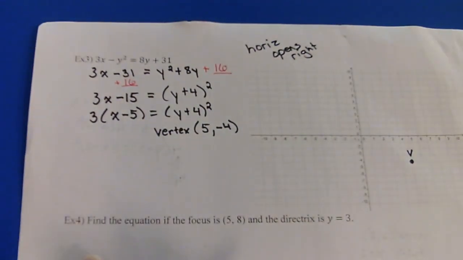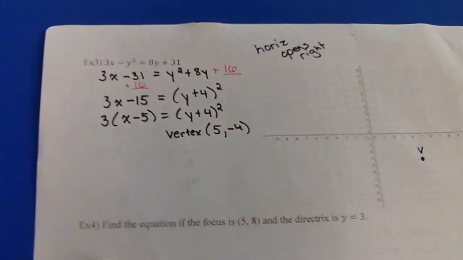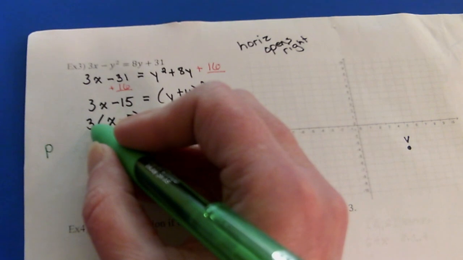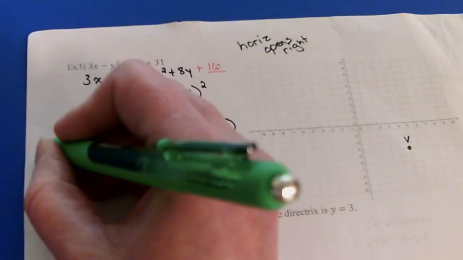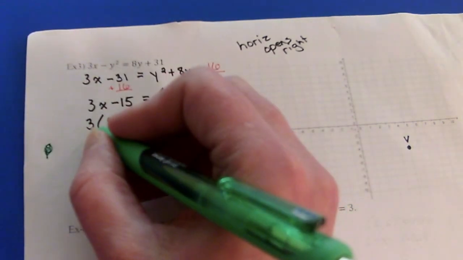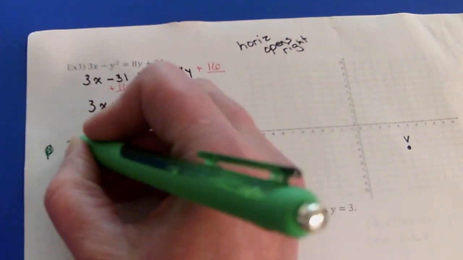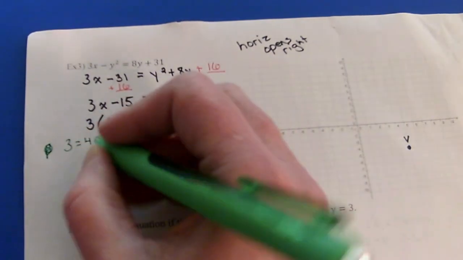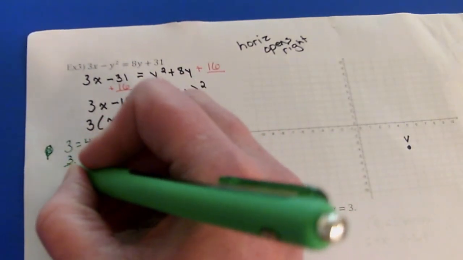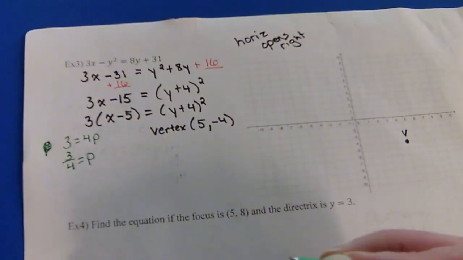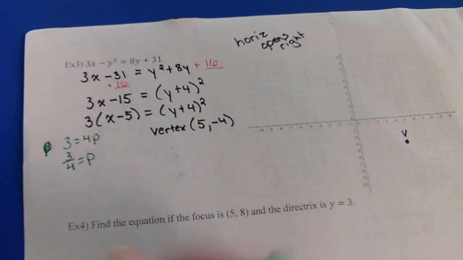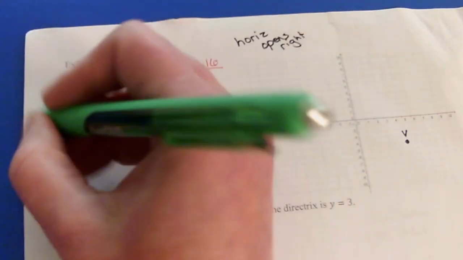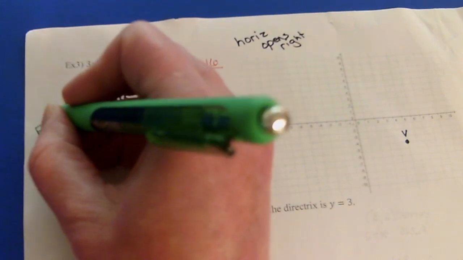Let's see what the next thing I want to find is. How about let's find that p-value. So p, in this form, 3 is going to be the 4p. So when the number is over here with the unsquared term, that is 4p. So I'm just going to divide by 4. I'm sorry about the fractions, people. That's 3/4 p. 3/4 is the p. But this 4p is my focal diameter.